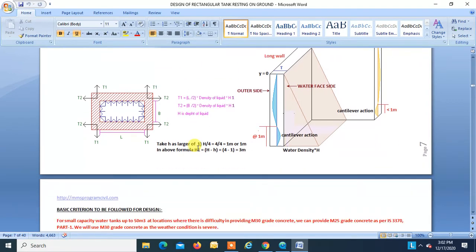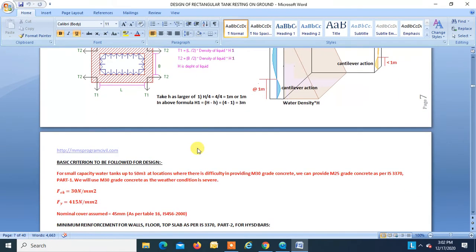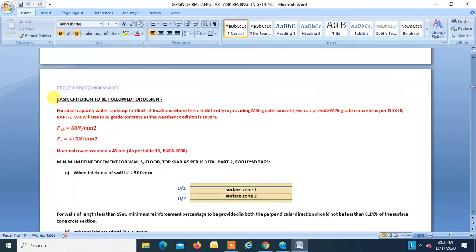Okay, now we will come to the design section. Basic criteria to be followed in design. For a small capacity water tank up to 50 meter cube, at locations where there is difficulty in providing M30 grade concrete, we can provide M25 grade concrete as per IS 3370 Part 1.